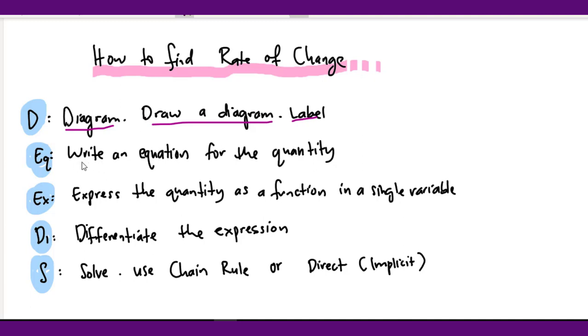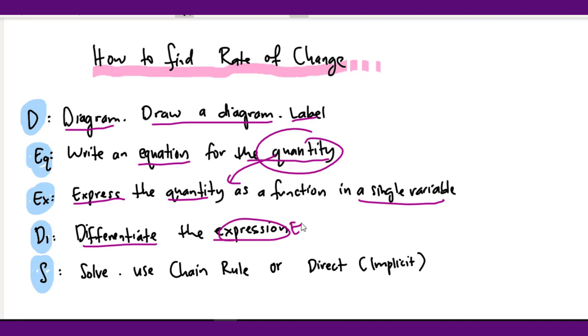The second is write an equation for the quantity. The quantity is volume, area, or surface. The third is EX, express the quantity as a function in a single variable. And then the second D is D, differentiate the expression. And then the last is S, solve.